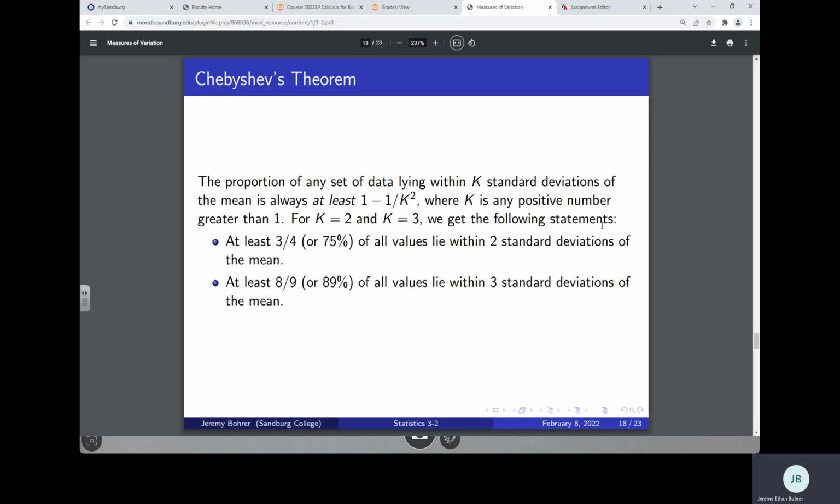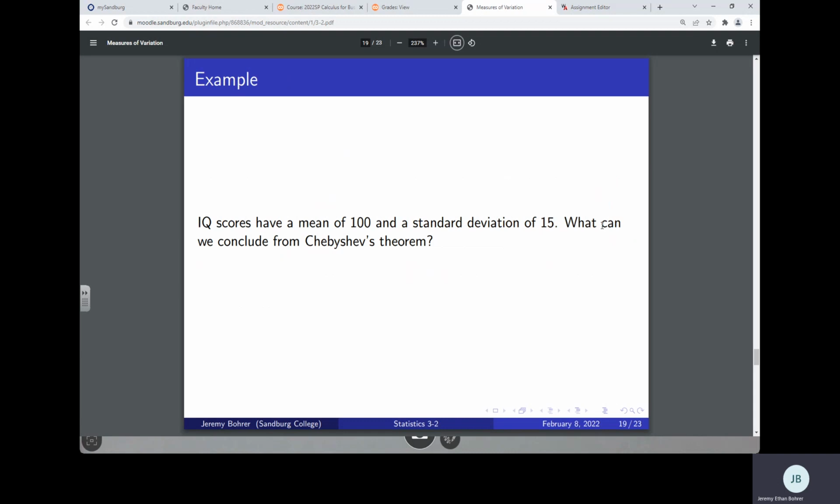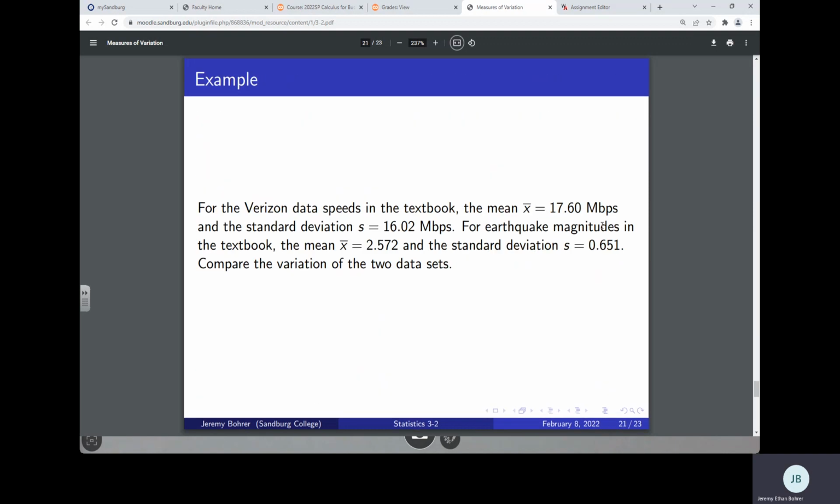Additionally, we've got this: at least 8/9 or 89% of all values lie within 3 standard deviations of the mean. Well, within 3 standard deviations of 100 with a standard deviation of 15, that would be between 55 and 145. So we're saying that 89% of all IQ scores are between 55 and 145.